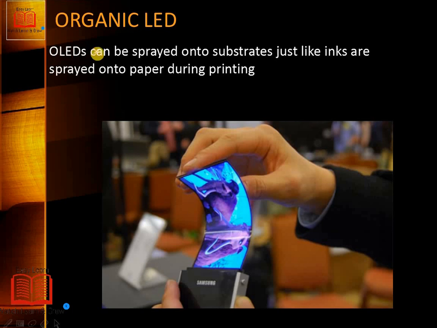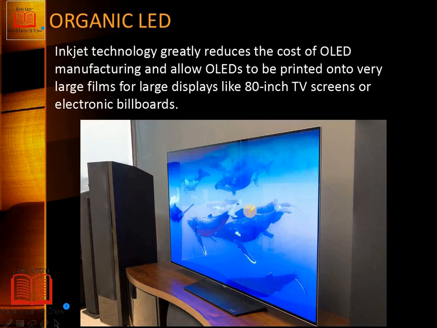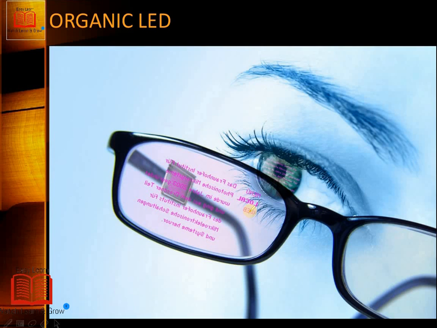Organic LEDs can be deposited onto a substrate just like ink is deposited onto paper during printing. So you can imagine this is how we get slim and foldable technology, and better resolution as well, refresh rate, etc. This is the type of screens we can achieve: 80-inch TV screens or electronic billboards, and these are applications students might find useful.